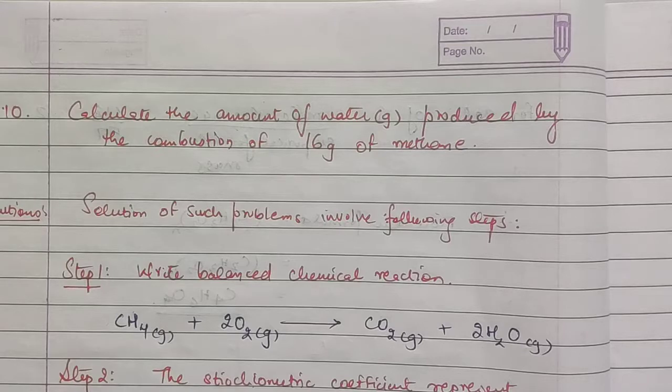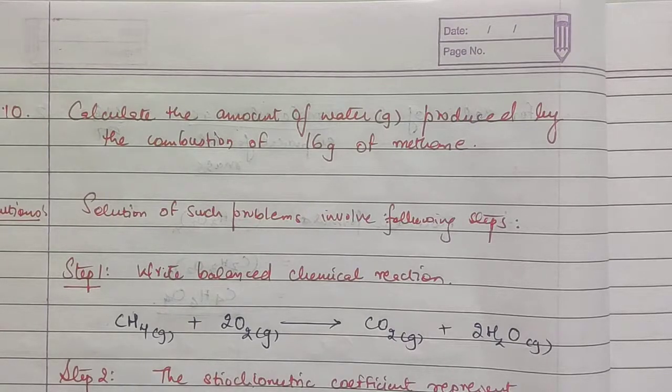Okay. Let us go for the next question, students. As you can see, you need to calculate the amount of water in gaseous form produced by the combustion of 16 gram of methane. Now, as you know, combustion of any hydrocarbon will produce only two things, students. What do they produce? Carbon dioxide and water.